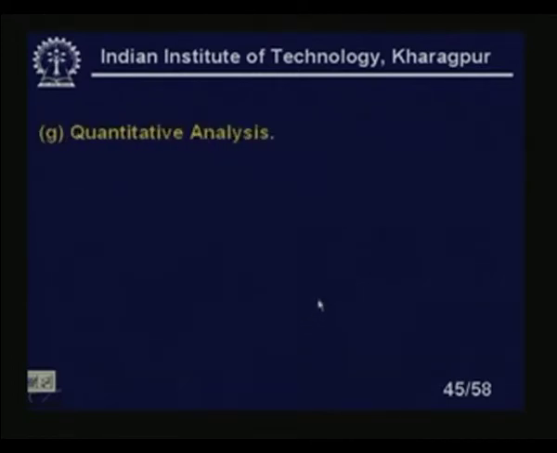Now, quantitative analysis is also very important in the case of gas chromatography, right. Let us look at that.